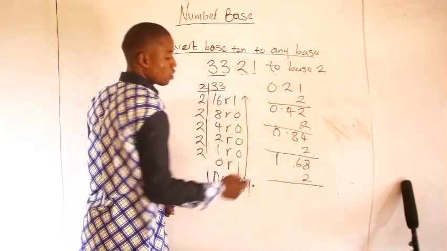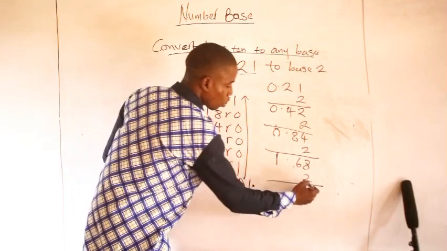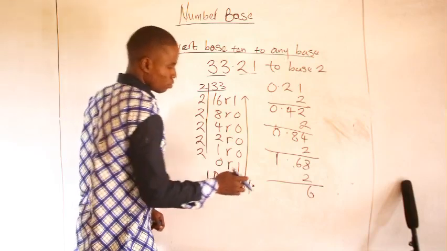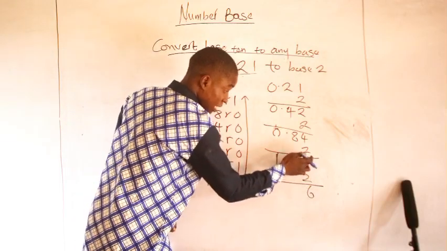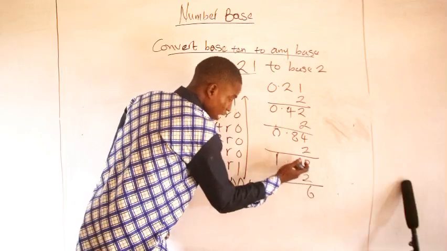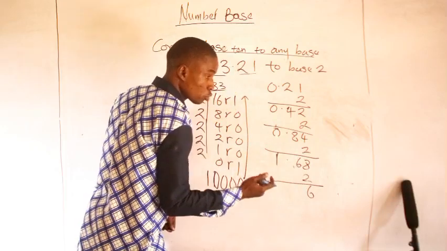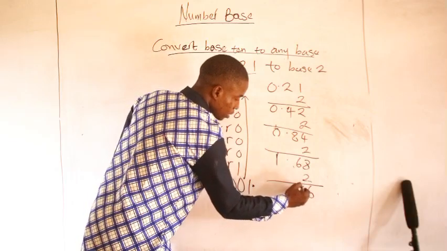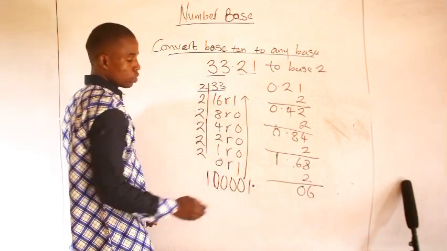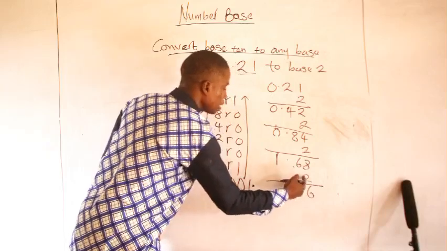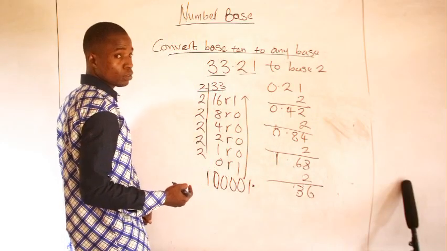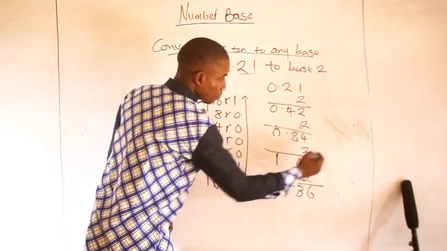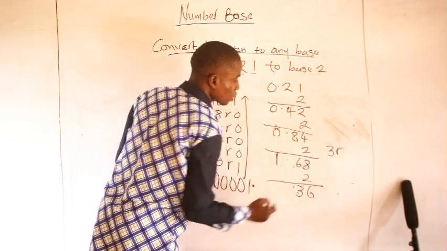Now this one and this is what? 16. What do you write? Write 6. Because this one and this is 16. And this one and this is what? 12 plus 1 is what? 13. Write 3. This one and this is what? 2 plus 1 is 3. And it's 3. Remainder what?